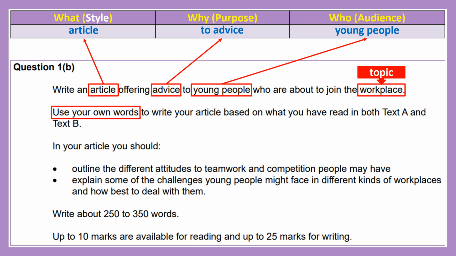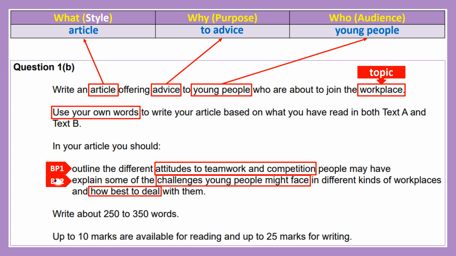Once you understand the task, focus on the bullet points that outline what to include in your article. Bullet point 1 outlines different attitudes to teamwork and competition. Bullet point 2 deals with the challenges young people might face and the best ways to deal with them. Stay within the word limit.